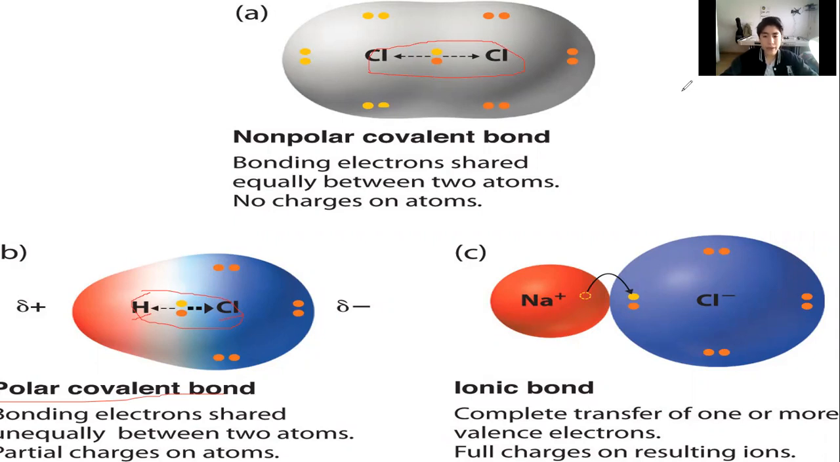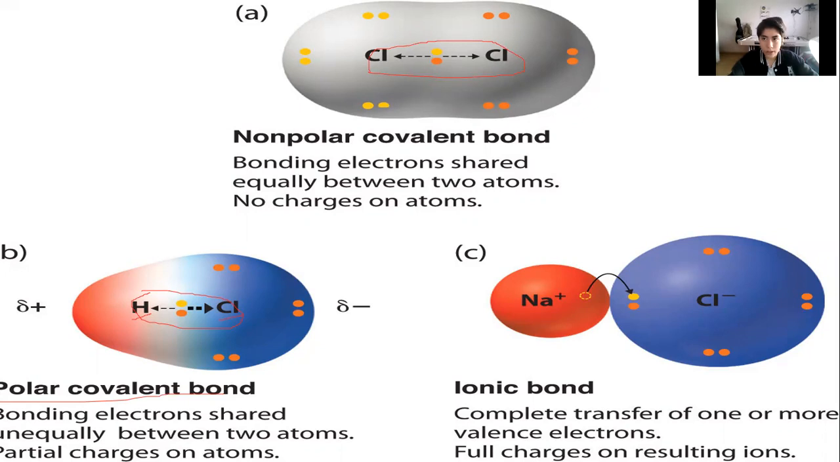And finally, we have the ionic bond. Basically, the ionic bond is the bond formed by one metal and one non-metal element. We can see how the ionic bond is the complete transfer of one or more valence electrons, with full charges on the resulting ions. We can see the example of the ionic bond. We have a sodium and a chlorine, and they have a positive and negative charge in the bond.